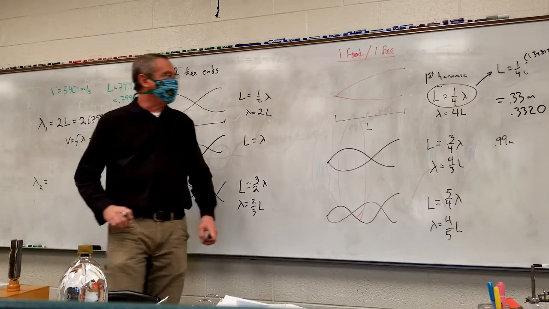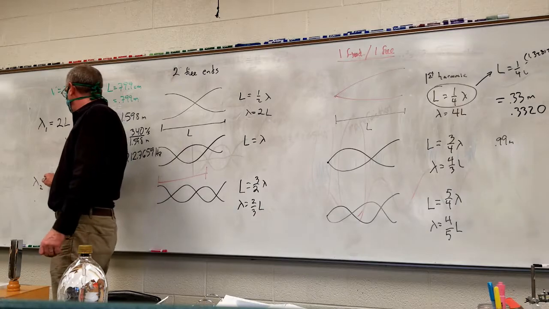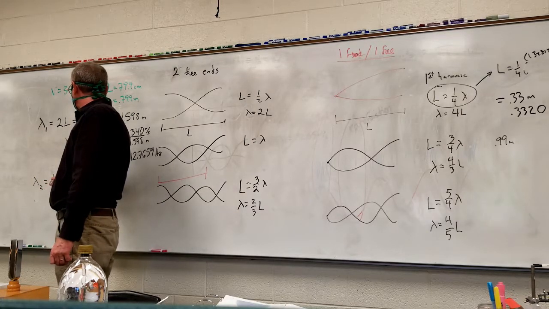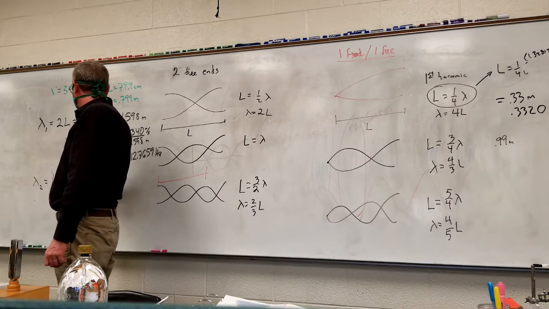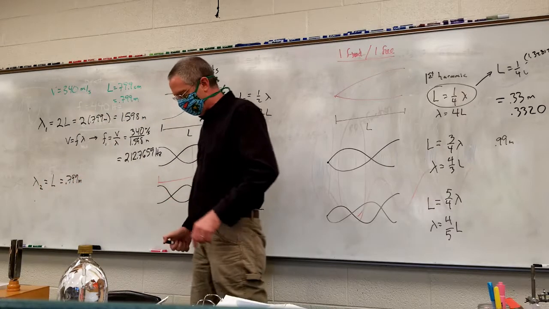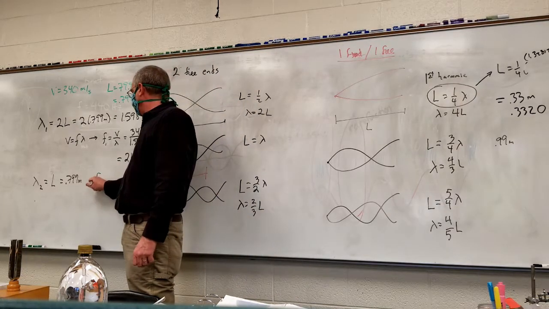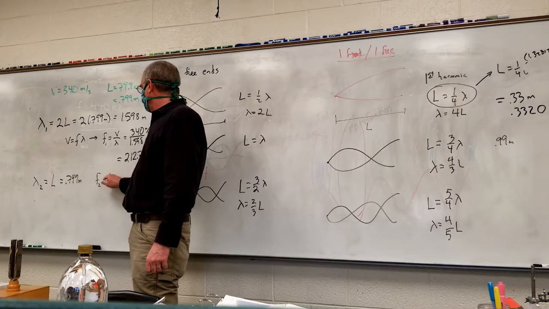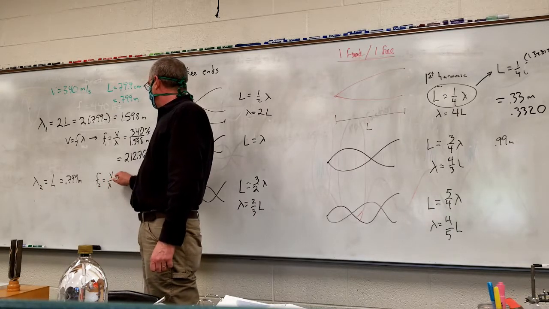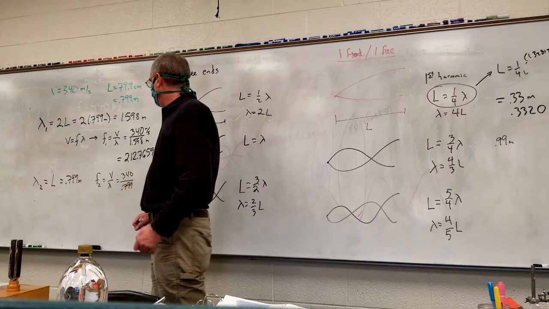So the second harmonic, the length is equal to the wavelength. So that's equal to L. So that's going to be, I can do that math in my head, 0.799 meters. So the frequency of the second harmonic is the speed divided by the wavelength, which is 340 divided by 0.799.